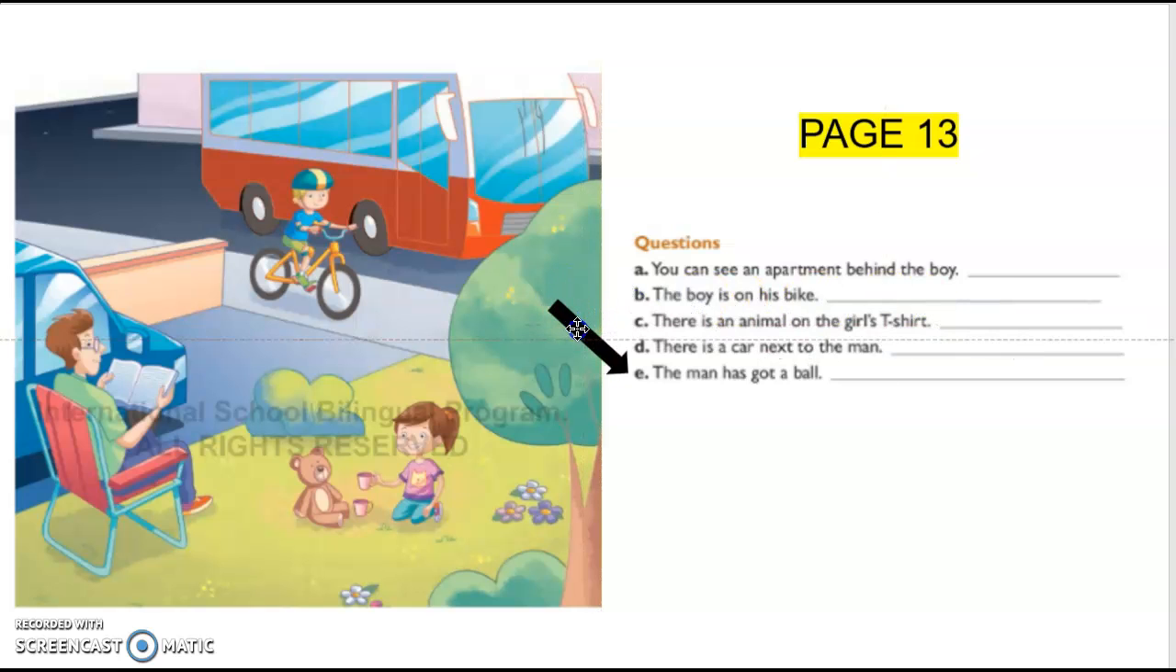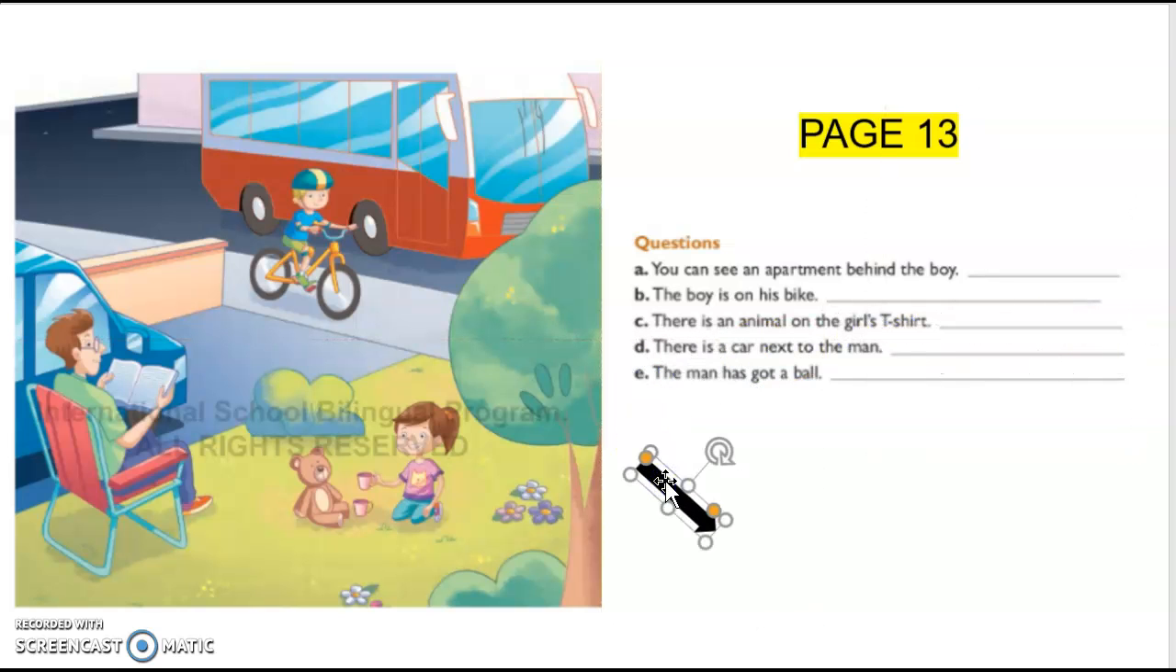Letter E to finish. The man has got a ball. The man is here. Take a look. Is this a ball? The man has a ball. Yes or no? You are going to write here.